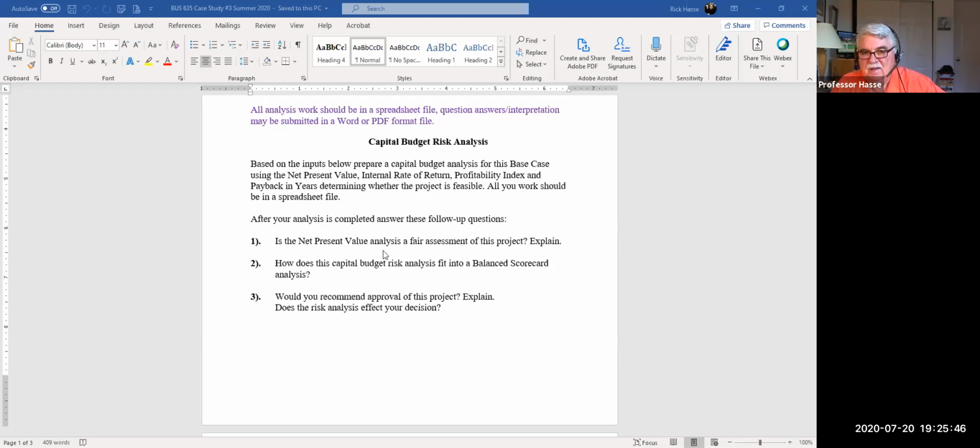Is the net present value analysis a fair assessment of this project? Explain. How does this capital budget risk analysis fit into a balanced scorecard analysis?